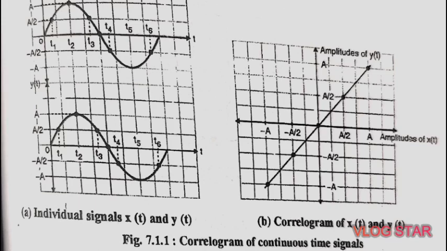This correlogram is a straight line, which indicates that the signals x of t and y of t are strongly correlated. And secondly, the correlogram of a continuous time signal is a continuous time signal. Let us see how to plot the correlogram of the given signals. The first step is to plot x of t and y of t.